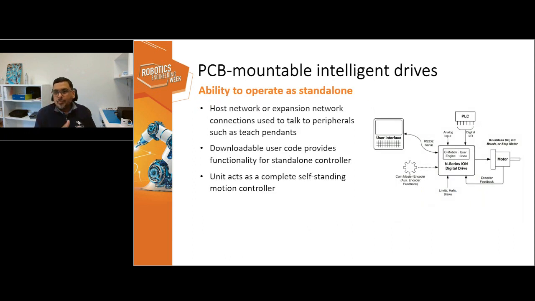And obviously, there are use cases in medical where they want a standalone, battery-operated device. You could take one of these drives and put it in a handheld with a battery, and you can download all the code, the controls, onto the drive itself. So you don't need any other host interface, and it can run your pre-programmed controls. We have a couple of customers looking into battery-operated handheld applications.